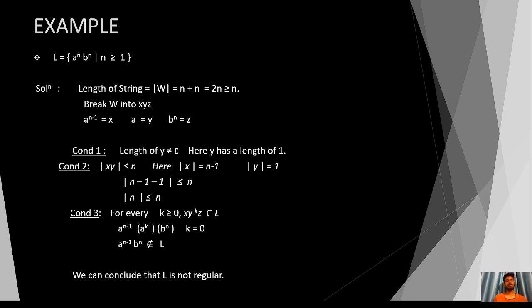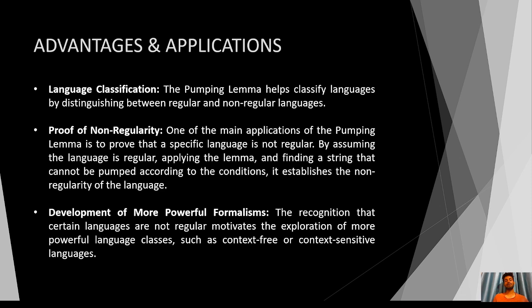So here we can see that we've substituted k equal to 0 first, and as we know, a to the power of 0 will be 1. So all we are left with is a to the power of n minus 1 into b to the power of n, which is definitely not in the language. This language accepts values like ab, abab or aabb. But here, in a to the power of n minus 1 and b to the power of n, the number of a's and b's are not equal. But in the starting string, a to the power of n, b to the power of n, the number of a's and b's are equal. So that's how we can conclude that L is not a regular language here.